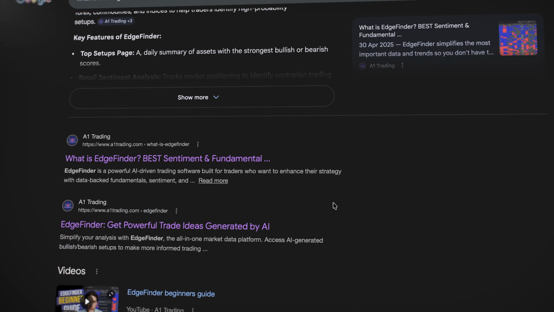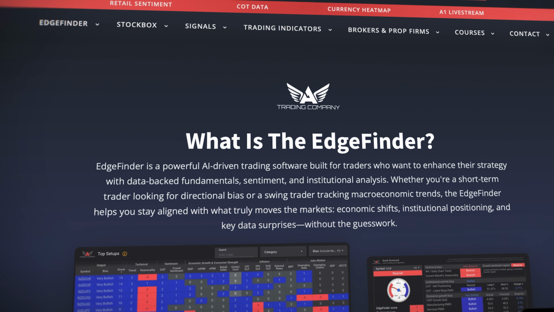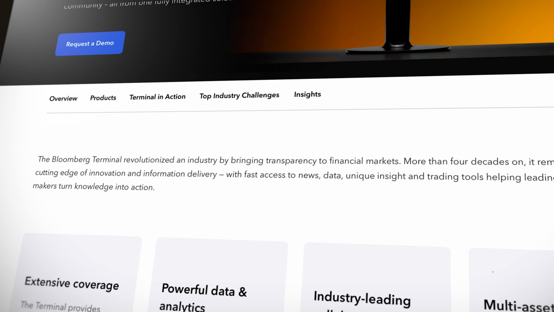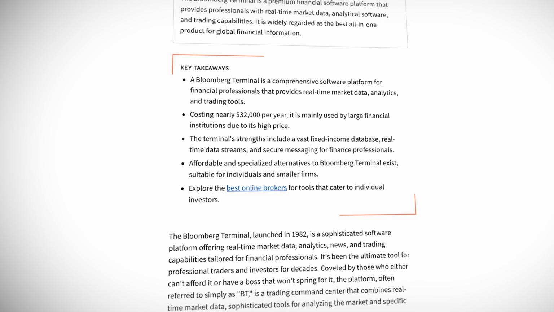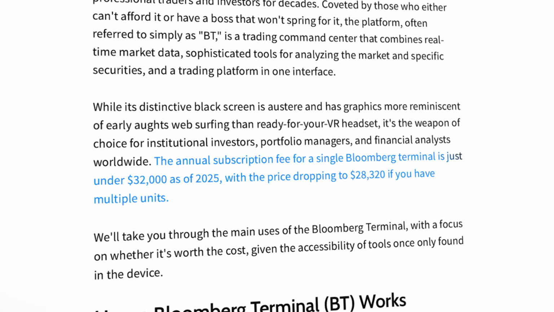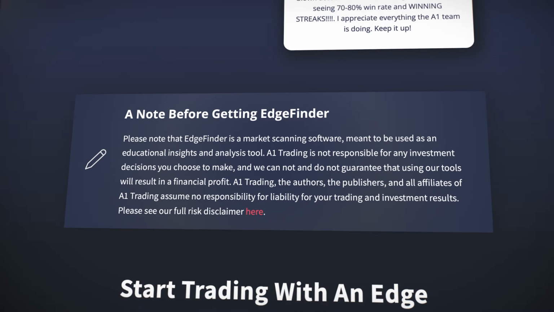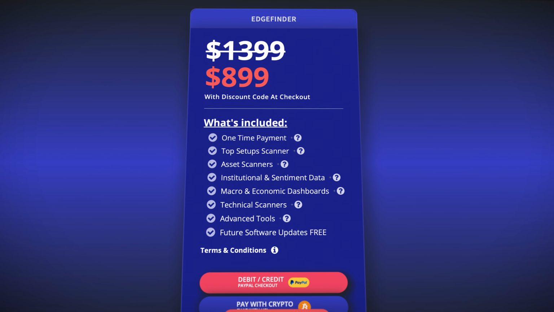So let's first talk about what the EdgeFinder is. And the best way to explain what the EdgeFinder is, it's like a Bloomberg terminal, but for retail traders. Now, if you wanted access to a Bloomberg terminal, it would probably cost you somewhere around the range of $20,000 to $24,000 a year. Whereas with the EdgeFinder, it costs $600 to $1,300 lifetime, depending on if you get the discount.